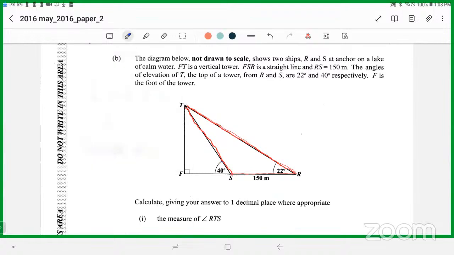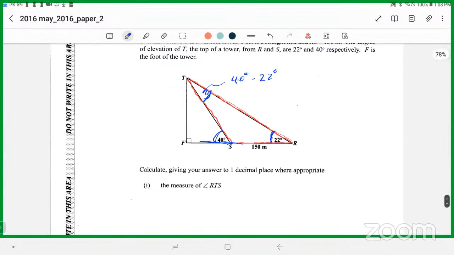This angle out here on the extension of the triangle is equal to the sum of the two opposite interior angles. So since this one down here is 22, then this one is 40 degrees minus 22 degrees, which is 18. All right, so let's put it down here. That angle is 40 degrees minus 22 degrees, which is 18 degrees.